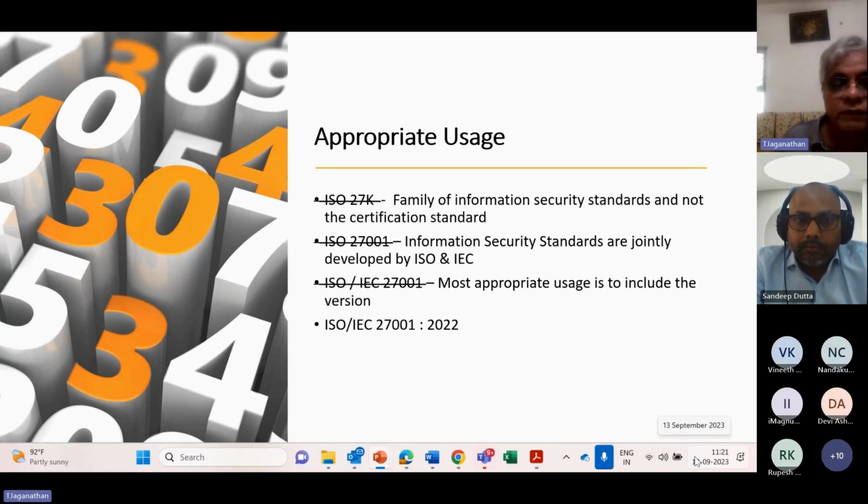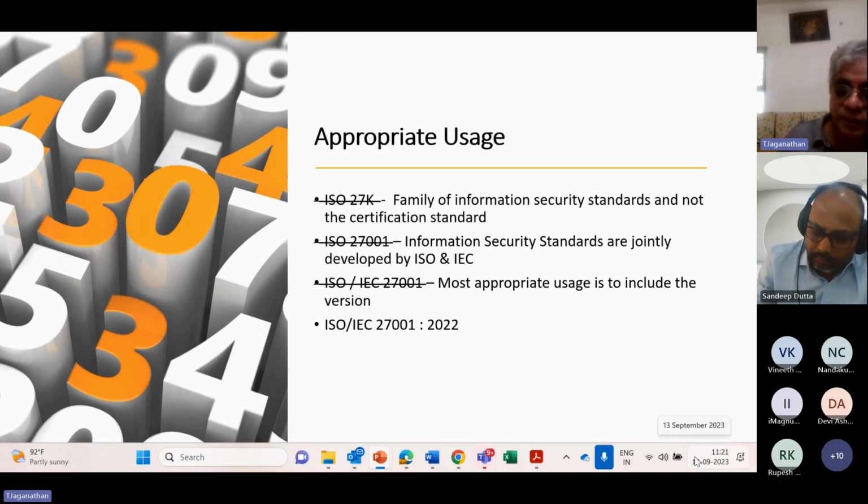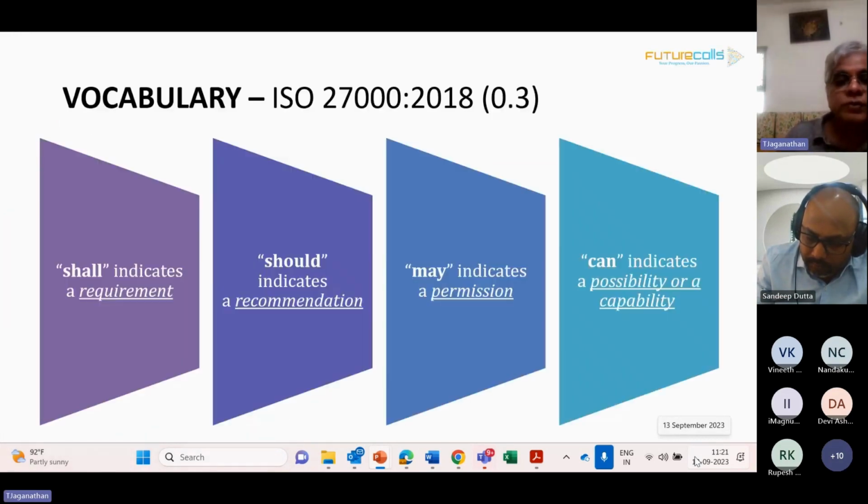Because if you say I am certified for ISO, I practice 27001, I am implementing 27001, which one are you implementing? Are you implementing 27001:2013 or 27001:2022? Be very clear. Even if you're saying I'm certified, I'm practicing, be very clear what it is that you are practicing. There is a difference between 27001:2013 and 27001:2022.